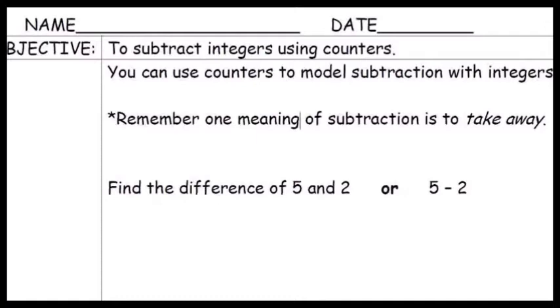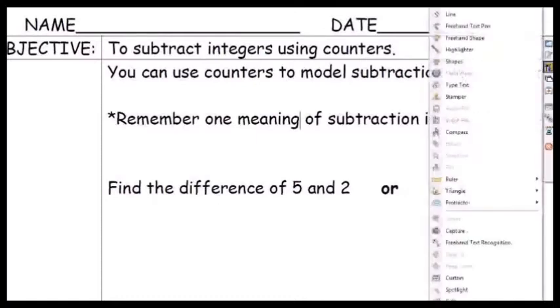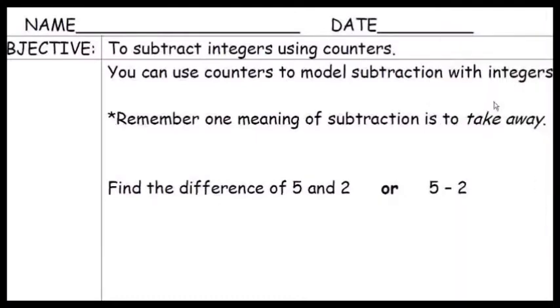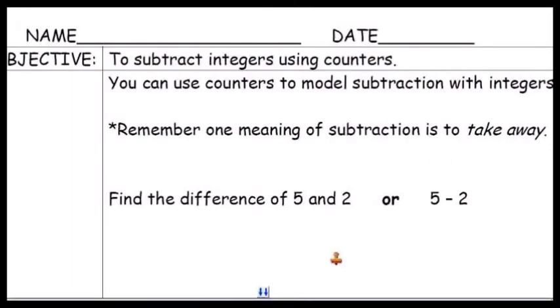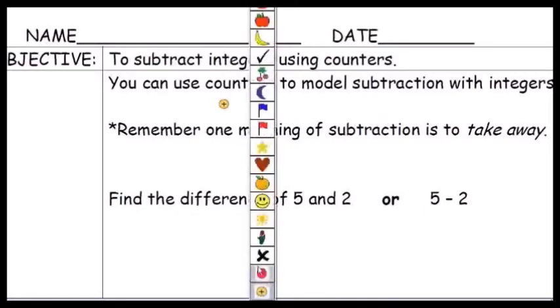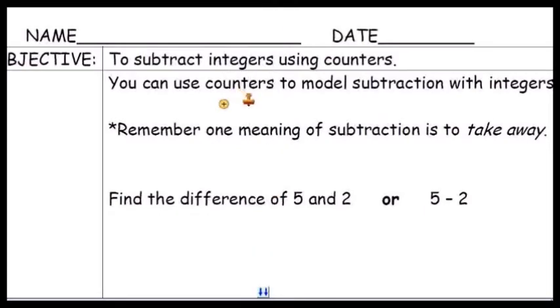For example, let me bring up my stamper. This one right here is a positive counter. But if I select this one, this is a negative counter. So we're going to be talking about these little counters right here. Notice the plus and the minus sign. Those are the symbols that tell you if it's a positive or a negative counter.